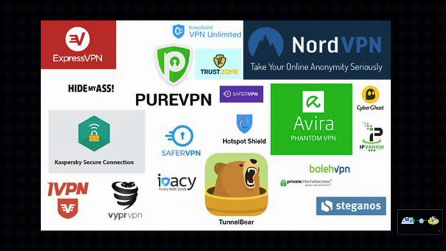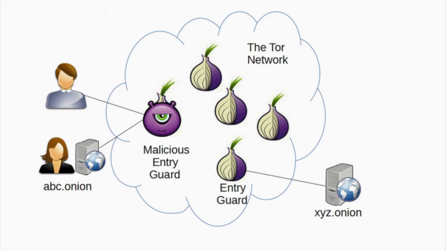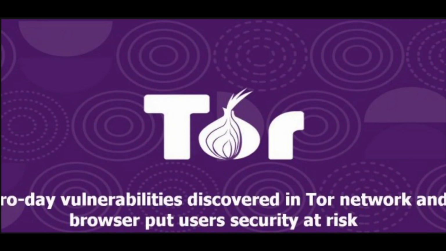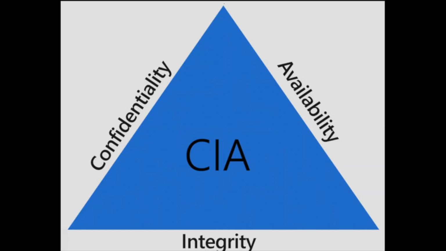There are so many VPNs in the market. Certain VPNs are paid and certain are free. The paid VPNs give more regions and good speed, but they are costly. Free VPNs give very few regions and very limited bandwidth, and they may log your activity. If you are trying to use the Tor network, then the exit node may reveal your identity due to a minor bug or vulnerabilities. So having your own VPN fulfills your CIA triad, which is confidentiality, integrity, and availability.